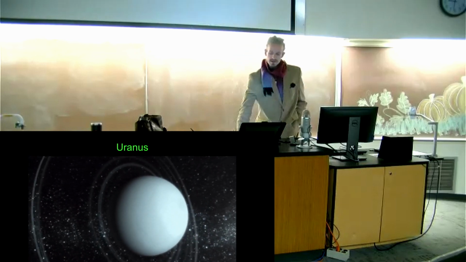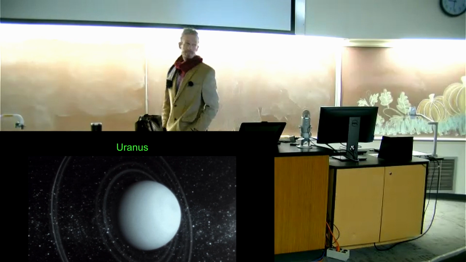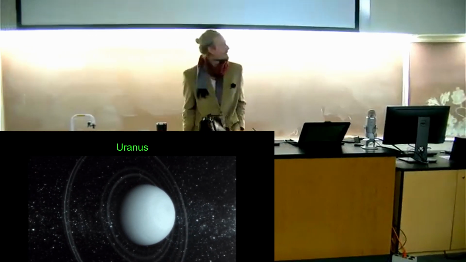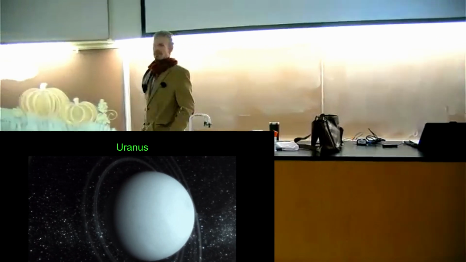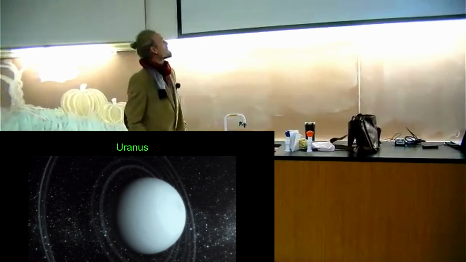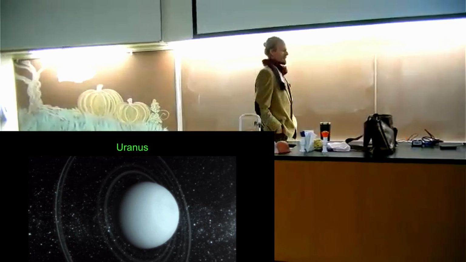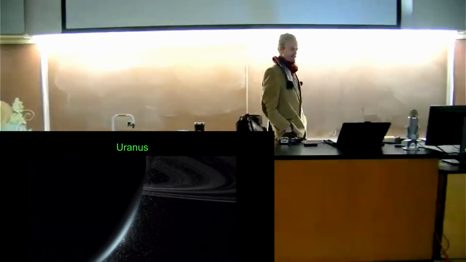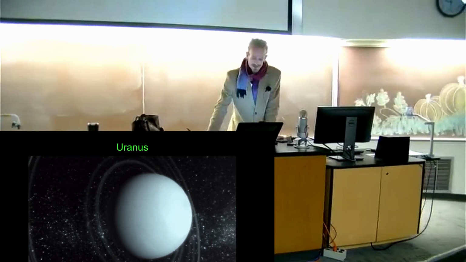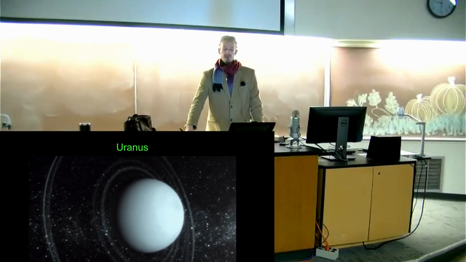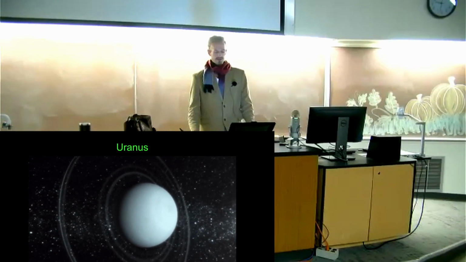Okay, so last part of the class, we're going to talk about the two of them and compare and contrast them a little bit. So we'll start with Uranus, since it's the closer one. It's the 7th planet from the sun, and it actually has the 3rd largest planetary radius, but the 4th largest mass in the solar system.